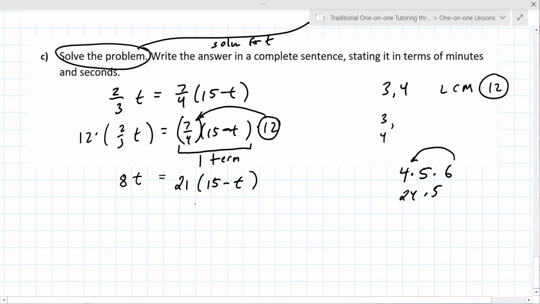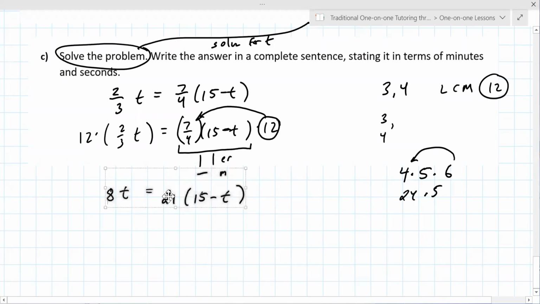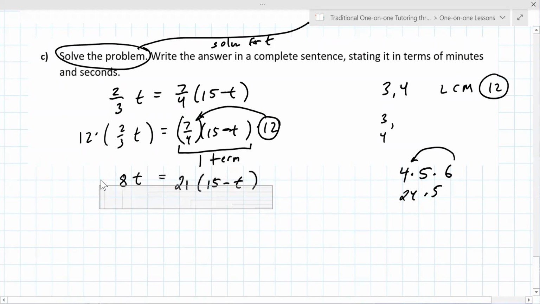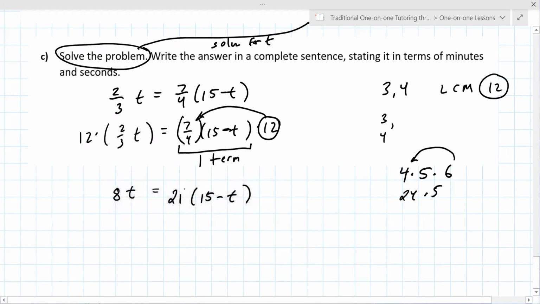Okay, so now we actually do have to distribute in this 21. So we're going to have to just multiply it. I mean, the numbers aren't great. So 21 times 15, 20 times 15 is 300. And then you have 1 times 15, that's 15. So that's 315 minus 21t.